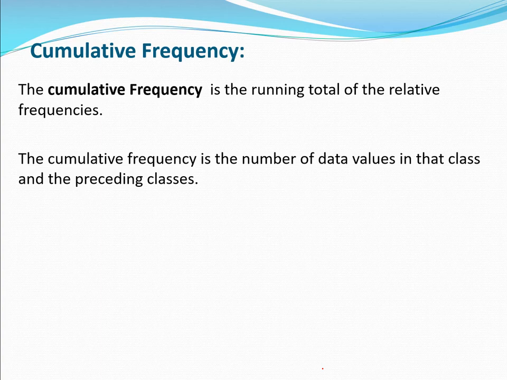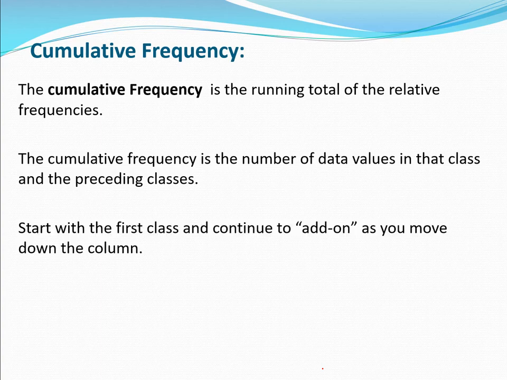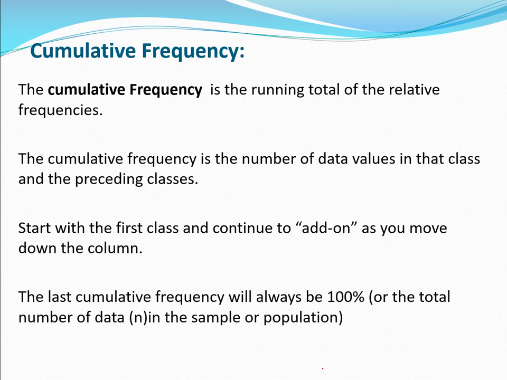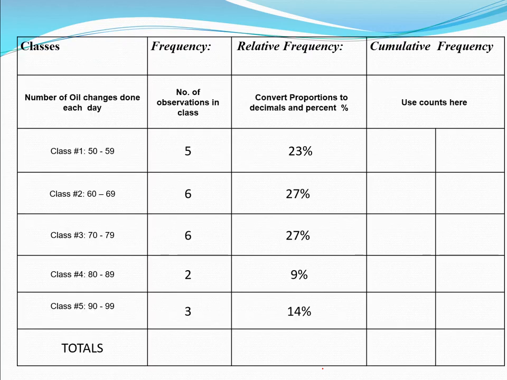The cumulative frequency is just the running total of both the frequency and the relative frequency, the proportion or percentage. How is that done? Well, for class 1, we have a cumulative frequency of 5 observations and 23% of the data. From there, if we look at 5, we're going to add 6 more, and that's going to give us 11 pieces of data, and 23 plus 27 will give us 50% of the data. So in class 1 and class 2, there is 50% of the data.